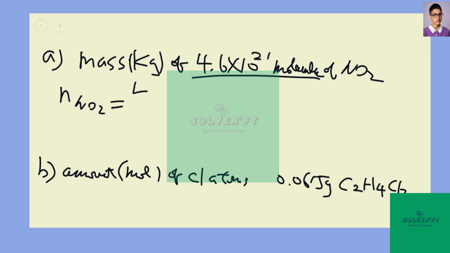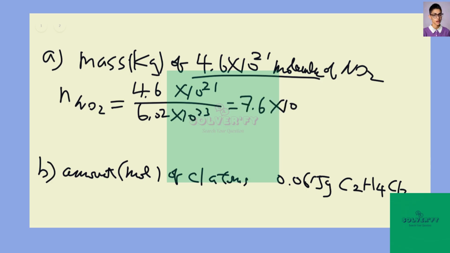So the number of moles for NO2 essentially equals our number of molecules divided by the Avogadro number, 6.02 times 10 to the power 23. So from here we have 4.6 times 10 to the power of 21 divided by 6.02 times 10 to the power of 23. So we will have 7.6 times 10 to the negative 3 moles.